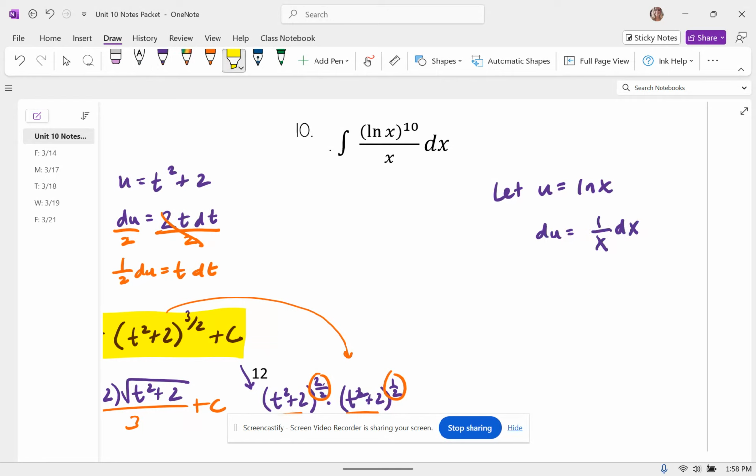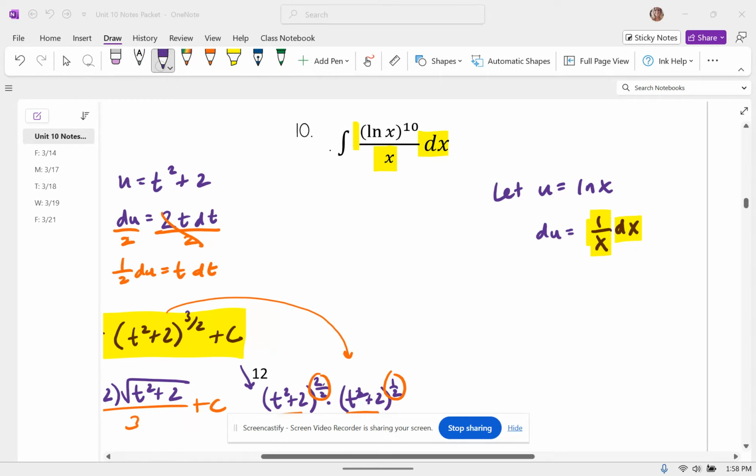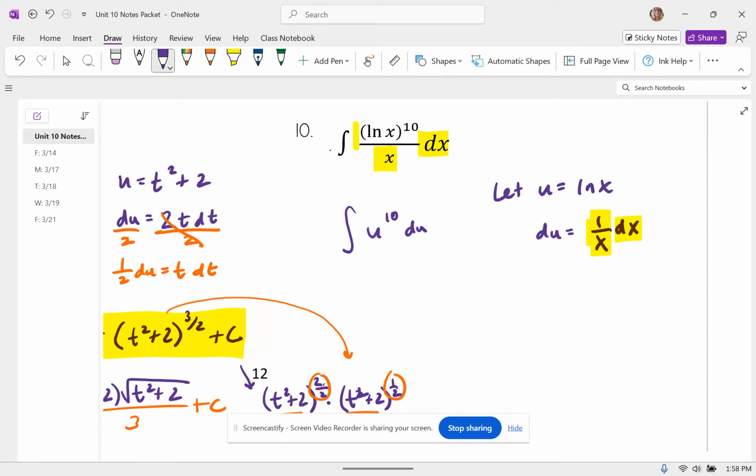Now this is 1 over x times dx. So what's my u substitution? U to the 10th du. It's easy. And now it's just u to the 11th over 11. Hold on, my 11s look like 4s. U to the 11 over 11 plus c. And then I sub back in the ln of x to the 11th over 11 plus c.